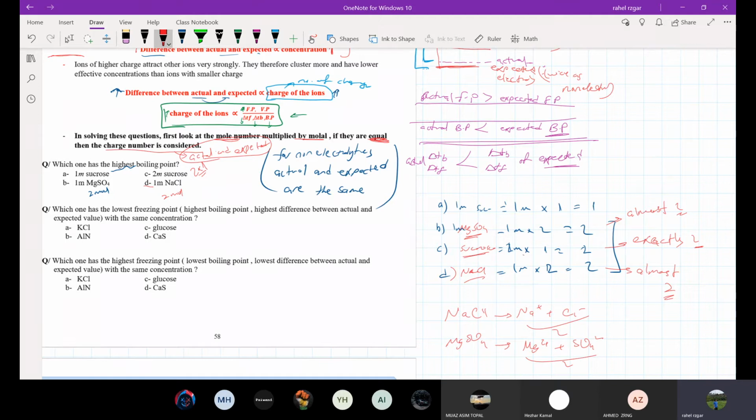But for sucrose, it's exactly 2. If sucrose is 2, it's exactly 2 because it's a non-electrolyte. So this time, since this is exactly 2, it will have the highest boiling point. The answer is C. Even if the question says lowest freezing point, it's the same answer.